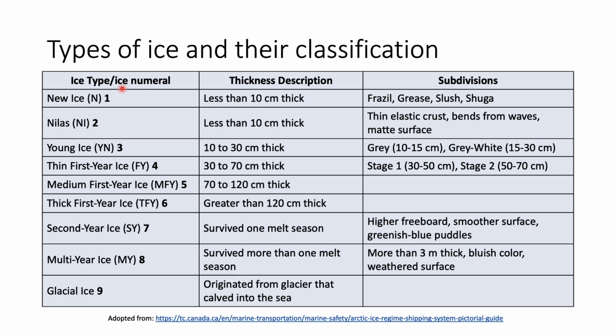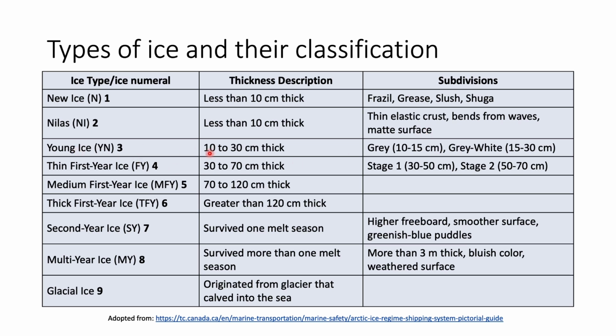The classifications, the ice numeral values are given from 1 to 9. So how do we know what the different types are? The new ice means it is less than 10 centimeter thickness. So the descriptions are given here. The Nilas, which is type 2, is again less than 10 centimeter thickness. Some examples are the subdivisions for the new ice include frizzle, grease, slush and sugar. For the Nilas, it is a thin elastic crust, bends from waves and has a matte surface.